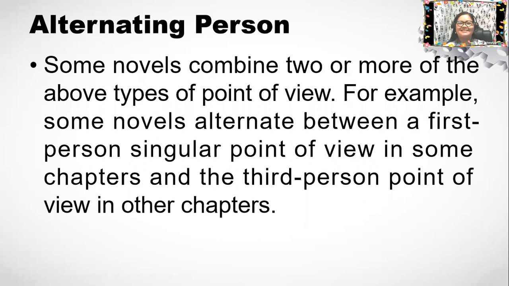For example, some novels alternate between first person singular point of view in some chapters and the third person point of view in other chapters. So the Harry Potter series alternates between third person limited, allowing access to Harry's thoughts, and third person omniscient when information must be shared that Harry is not a witness to. So that's why it is an alternating person. Ang example nito guys is yung Harry Potter series.